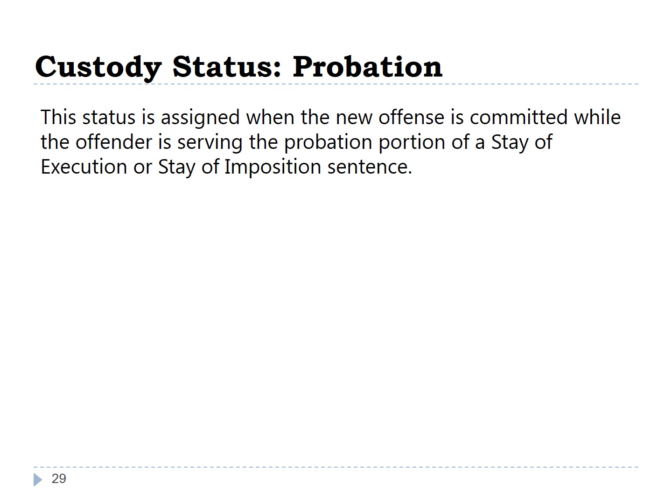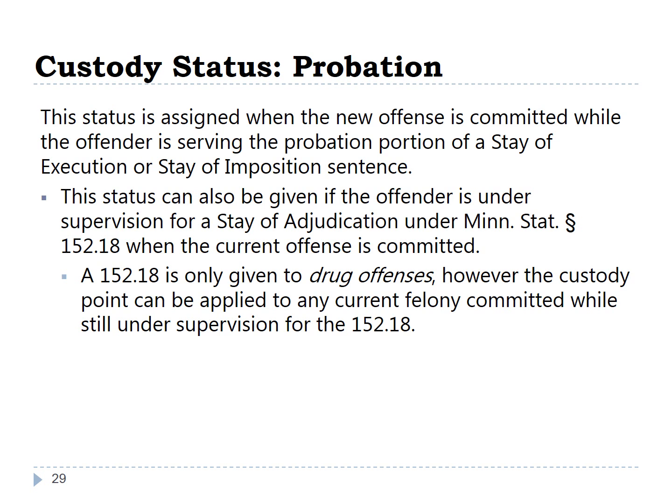So now that we've talked about when to assign a point, let's talk about the types of statuses that could be assigned for that point. And probably the most common form of custody that you encounter is probation. This is appropriate when the current offense is committed while the offender is on probation for an eligible offense under a stay of execution or a stay of imposition.